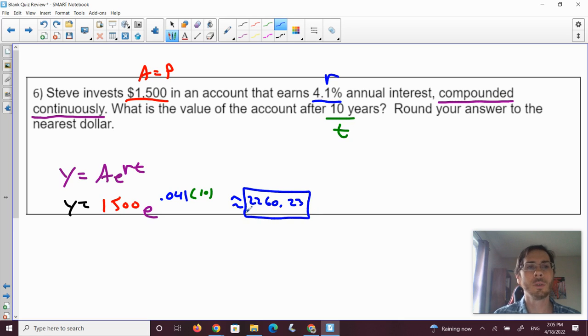So again, we want to go to two decimals. I guess we have to go to nearest dollar. So 2260. I would go to the nearest cent because it is a money question. But they want to the nearest dollar. So 2260. So that's pretty good. So after 10 years, he's made, looks like $760 just by doing nothing, just by not using his money. So decent. But that's what we got for number 6.